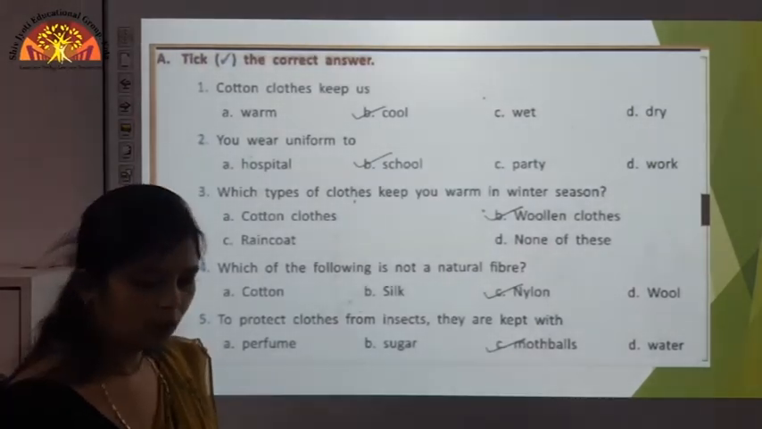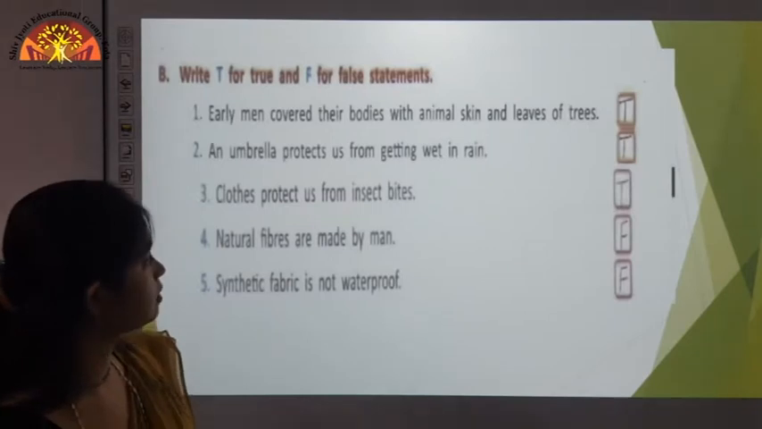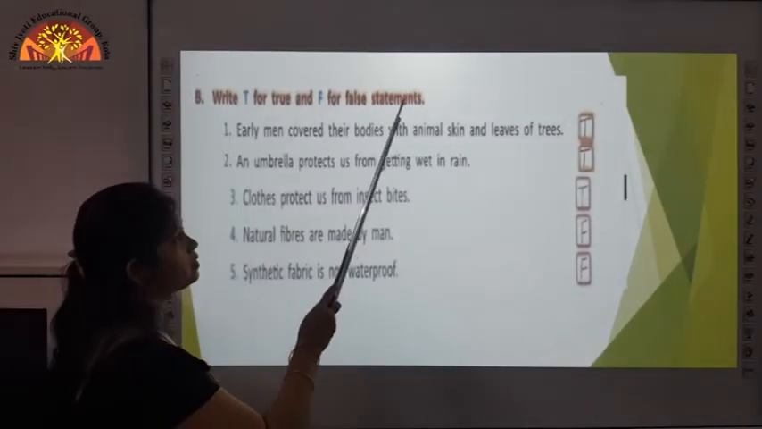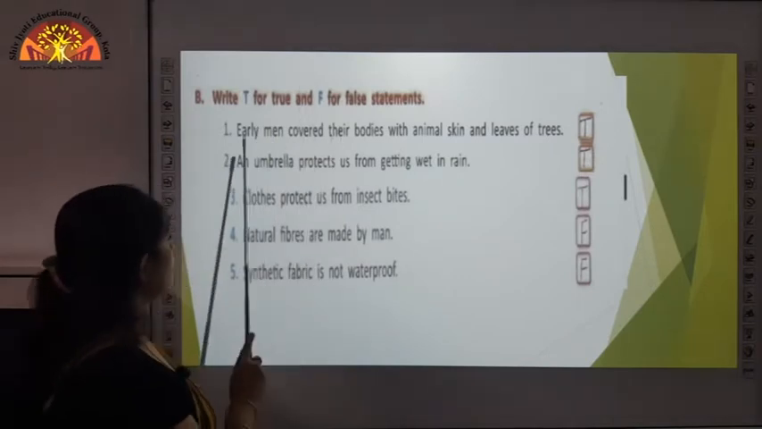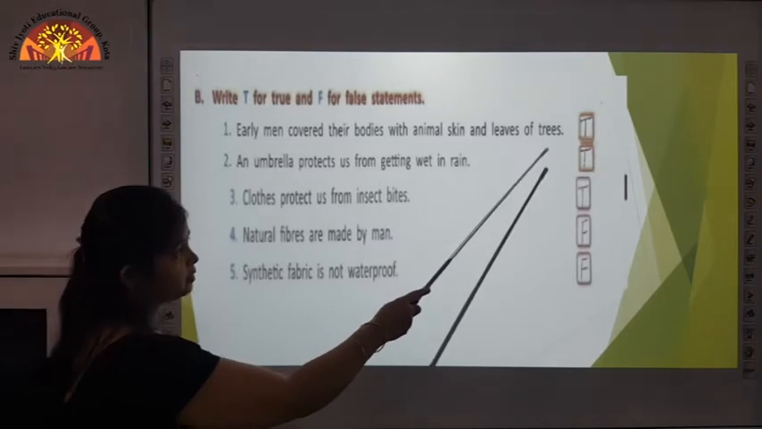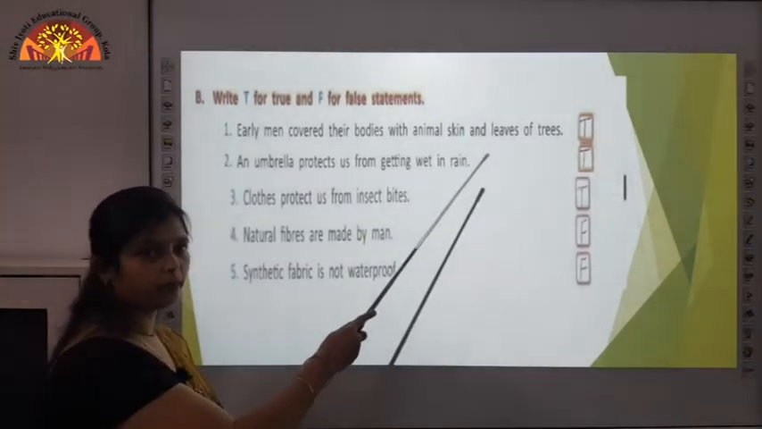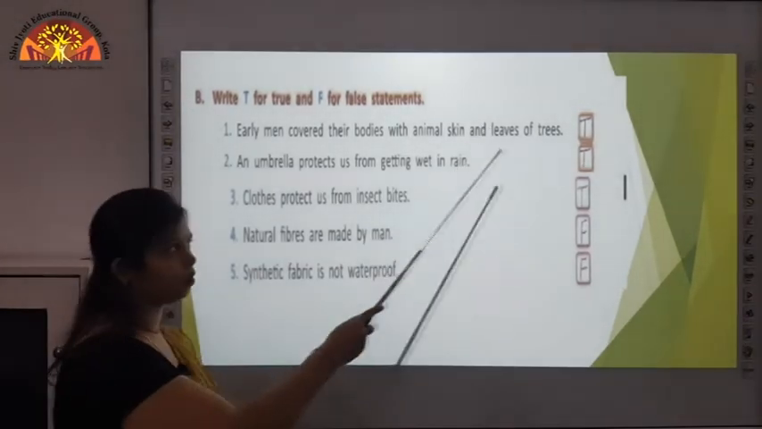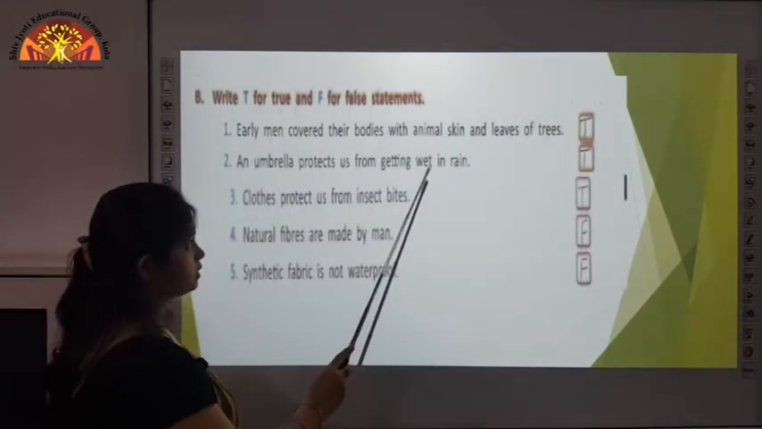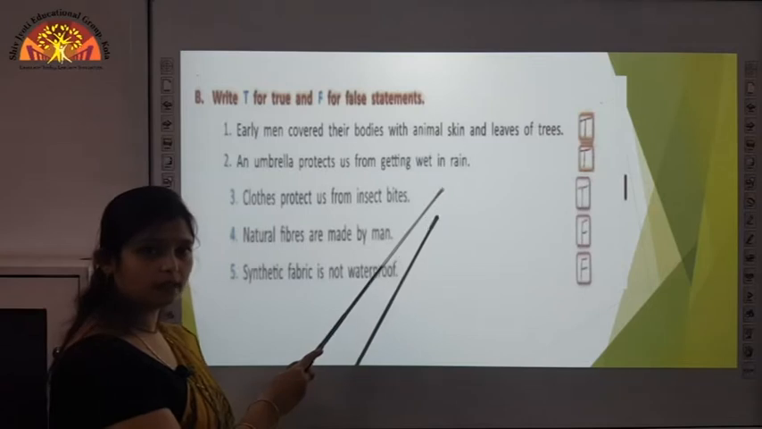Okay. So now we move to the next exercise. Write T for true and F for false statement. Now, early men covered their bodies with animal skin and leaves of the trees. Yes, this is the correct statement. We have studied this in the chapter also. So, true. An umbrella protects us from getting wet in rain. Yes, again, this is the correct statement.